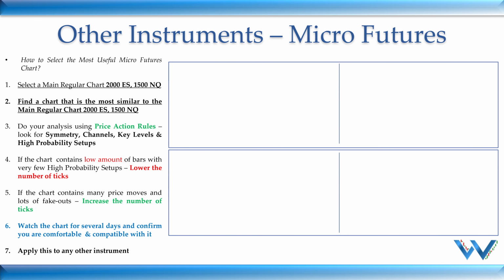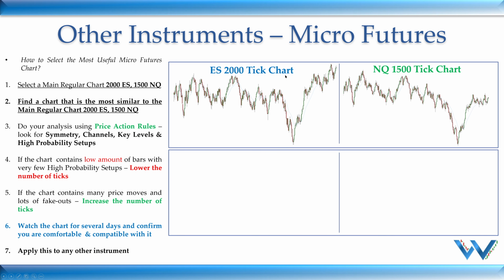A lot of beginner traders, they want to start trading micro futures, not regular futures, because they want to make sure they're not going to blow their trading capital while they are in their developing stage. And this is very smart. So in order for me to identify the right tick chart for micro futures, we're going to apply very similar steps. But the number one, we're not going to look for 1 minute chart. No, you're going to select the main regular chart for the regular ES instrument you want to follow using micro futures. So for example, we're going to use the ES 2000 tick chart and 1500 Nasdaq. So these are the main charts we use for intraday scalping.